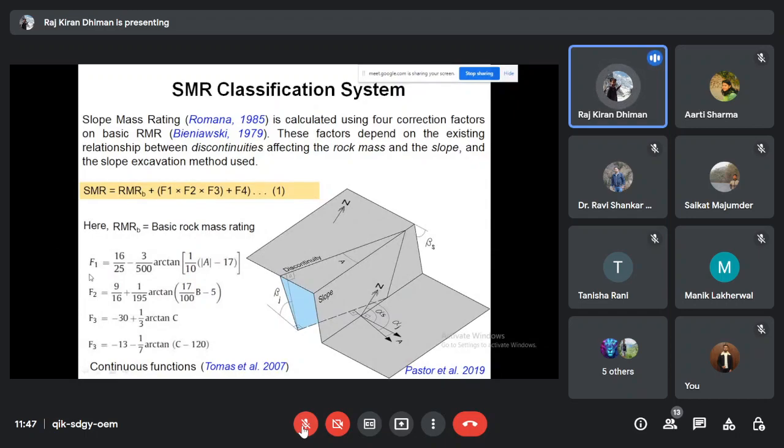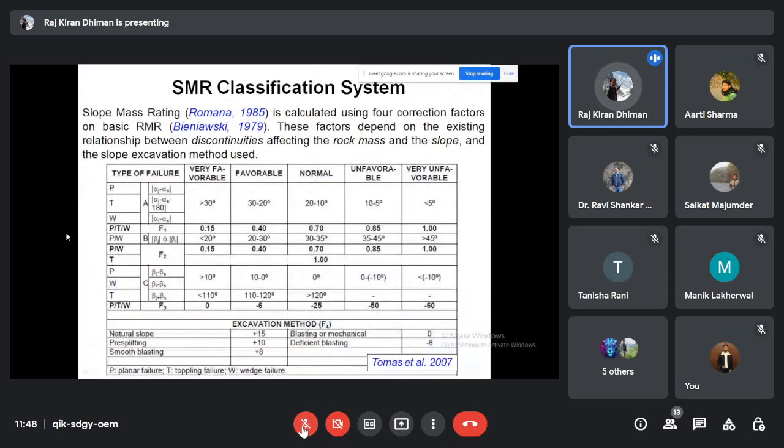Okay, so here I am showing that these are actually continuous functions. I should show you this slide actually. Wait. Okay, this is the slide.